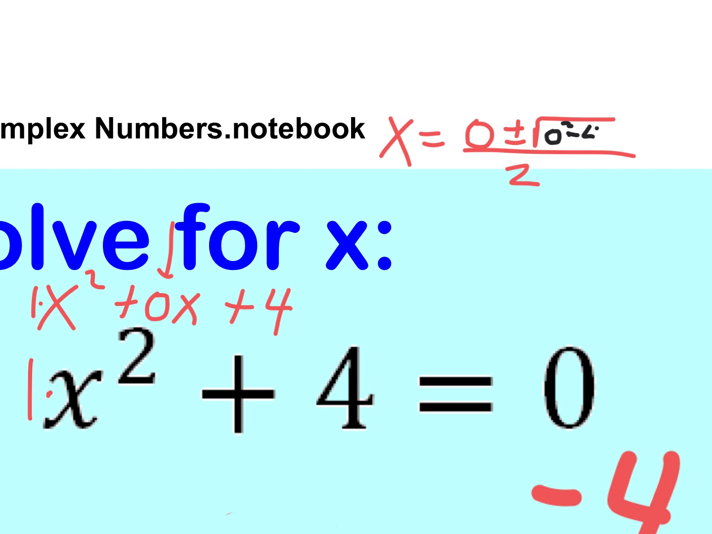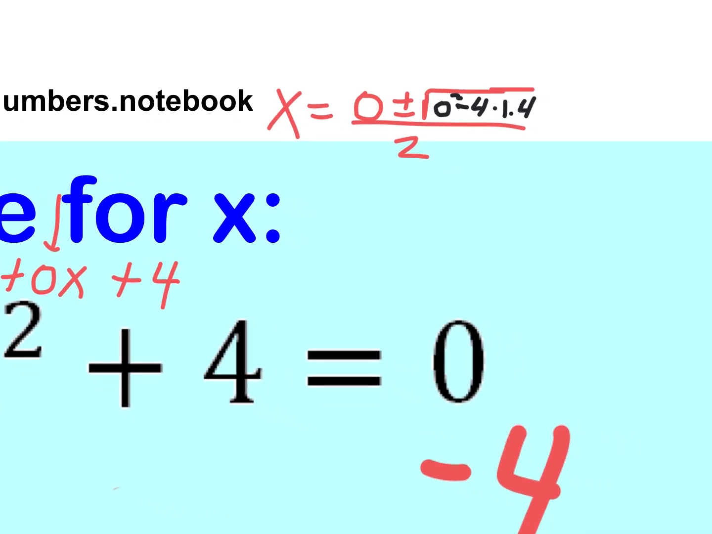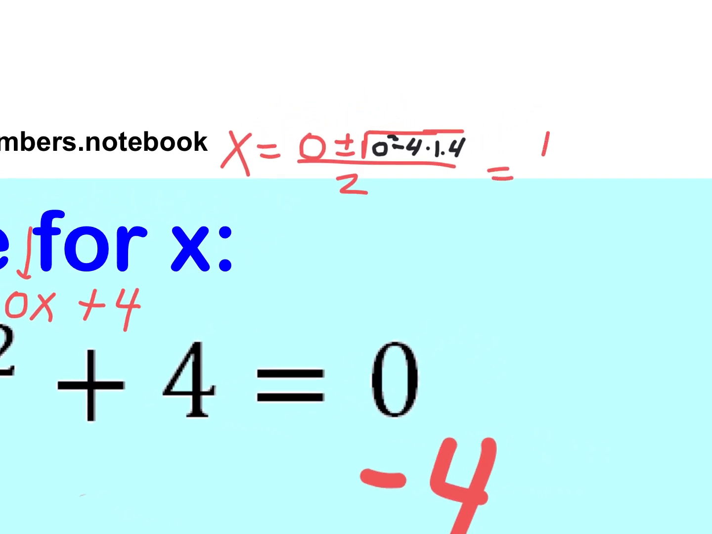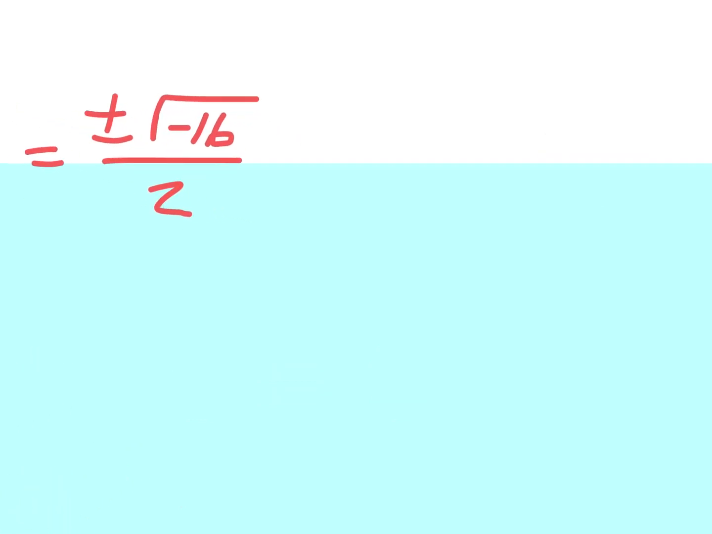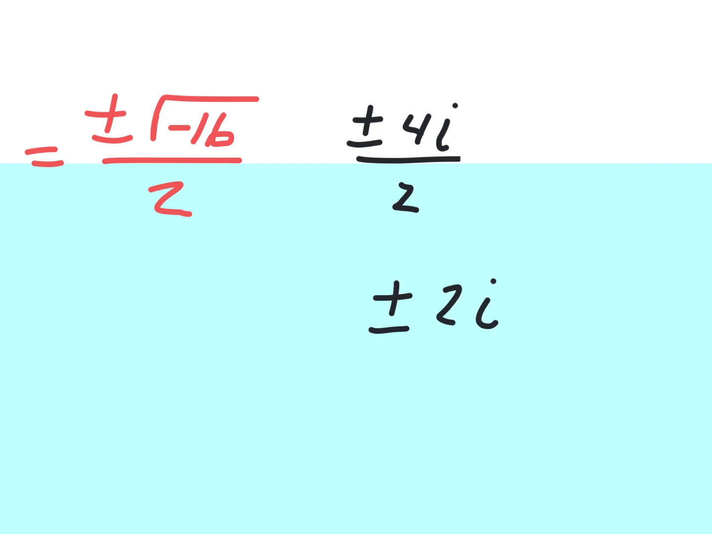Minus 4 times A, which is 1, times C, which is 4. Oh, they have a square root of 16. Plus and minus the square root of negative 16. That's where the i came from. And if you can simplify this, you're going to get the same answer that we got a second ago. Plus and minus 4i all over 2. And of course, 4i divided by 2 gives you plus and minus 2i.